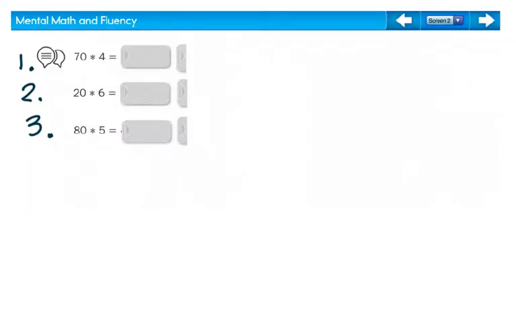Number 1, 7 times 4 is 28 with a 0 behind it. 2 times 6 is 12. Extend that fact with a 0 behind it. And 8 times 5 is 40, and add a 0 to get 400.